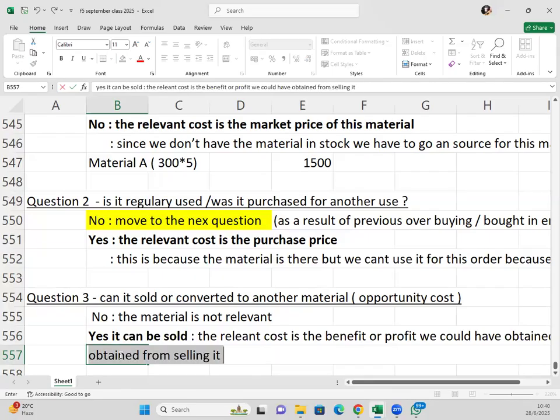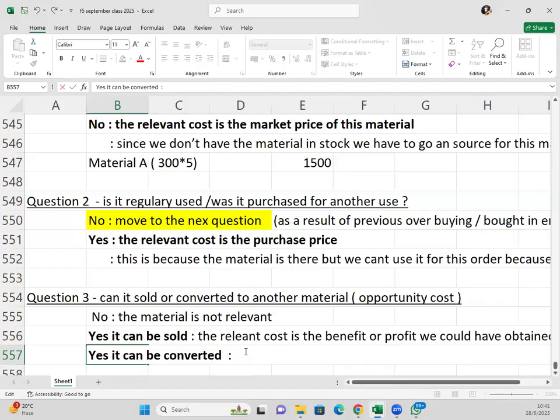Then, yes, it can be converted. That could be the other answer. So besides yes, it could be sold, we can have yes, it can be converted. So the conversion option is where maybe it's material A, but we can modify it so that it can work in place of material B. We can have material A, which is maybe regularly used, and you have material B, which is not regularly used. But we can convert B to A. So if it can be converted, it can be changed to another type of material, which we need.